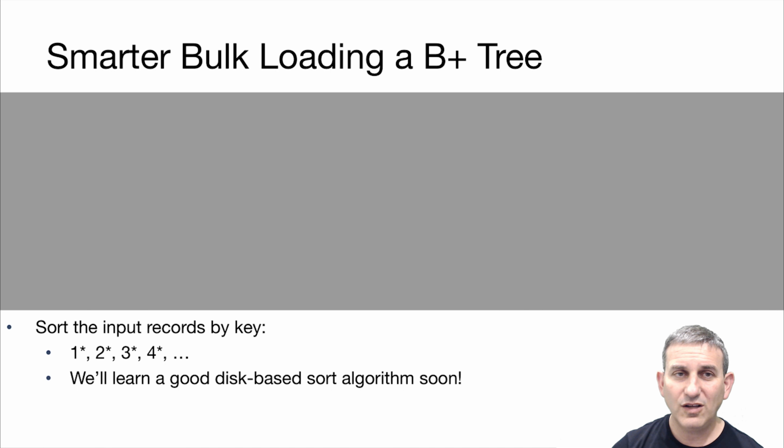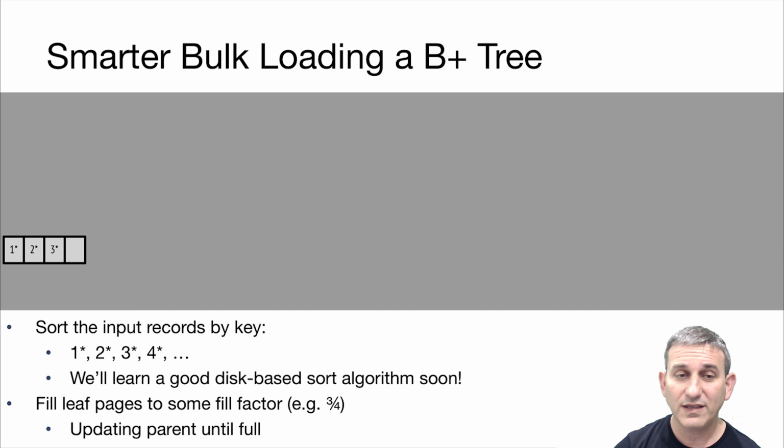So there's a technique called bulk loading that's going to be much smarter. And here's how it's going to work. First, we're going to sort the input records by their keys, and we'll learn a good algorithm for sorting shortly. Then, given the data sorted, we're going to start filling the leaf pages. We're just going to create leaf pages that are unattached and start filling them to whatever fill factor we desire. So in our example, we'll create leaf pages that are 3/4 full. And when we get the leaf page full, we'll create a parent page to point to it.